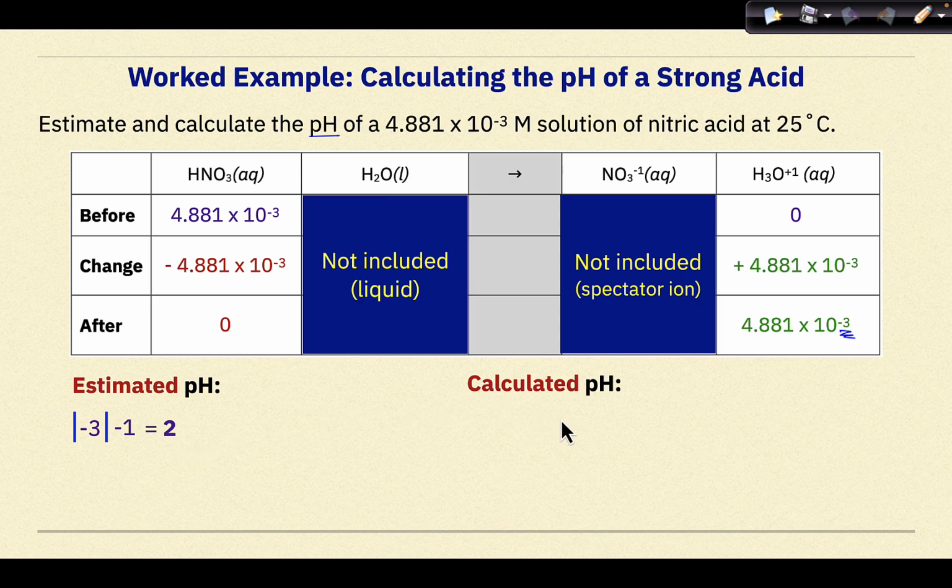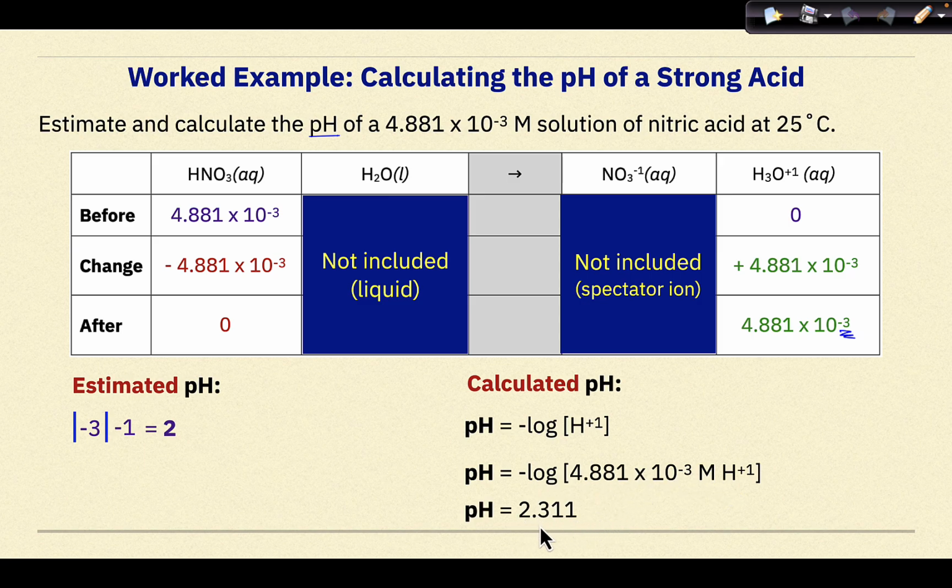If we were to do the calculated pH, we'd use the formula pH is equal to the negative log of the hydrogen ion concentration. We'd substitute in our value, so pH is equal to the negative log of 4.881 times 10 to the negative 3 molarity. And then when we complete this calculation, we find our pH to be 2.311 to the correct number of significant figures.